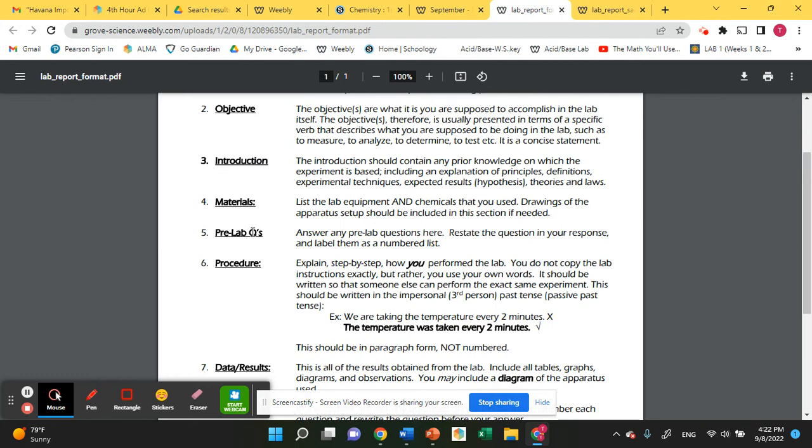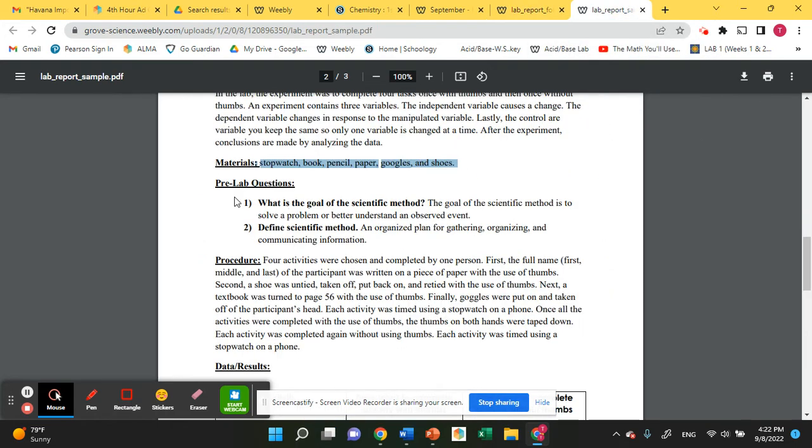Next are your pre-lab questions. Not every single lab is going to have pre-lab questions, so you only have to include them if you have them. What you'll have to do is restate the question in your response and then make sure that they're numbered. So if I look at my example here, I put number 1, my question was such, and then here's my answer right after. This one, here's my question, there's my answer.